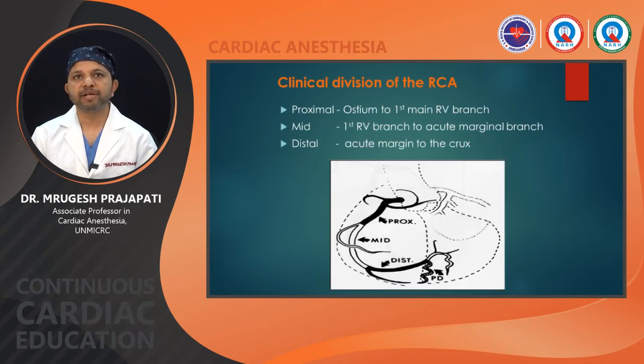Clinically, it is also divided into three parts: proximal, mid and distal. The proximal part extends from the ostium to the first main RV branch. The mid part extends from the first RV branch to the acute marginal branch, and the distal part ranges from the acute marginal to the crux of the heart.